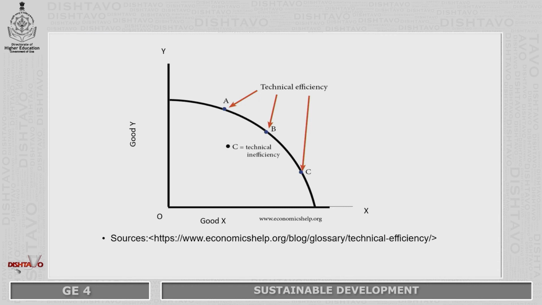In this diagram, we have good X being plotted on the X axis, good Y on the Y axis. Now, all the points on the production possibility frontier, that is point A, point B, point C, are technically efficient, while the point inside the production possibility curve is technically inefficient.